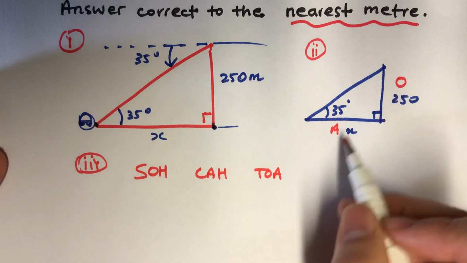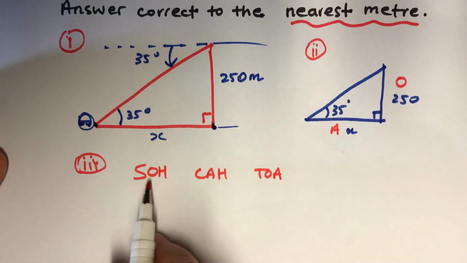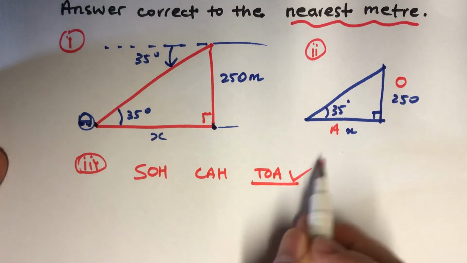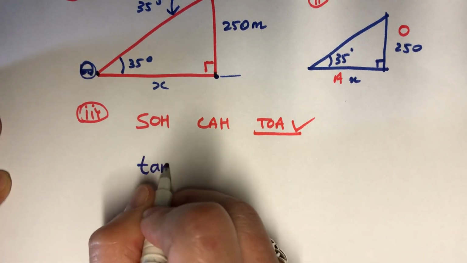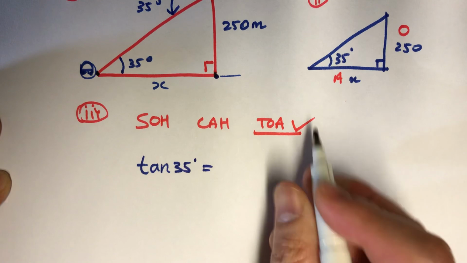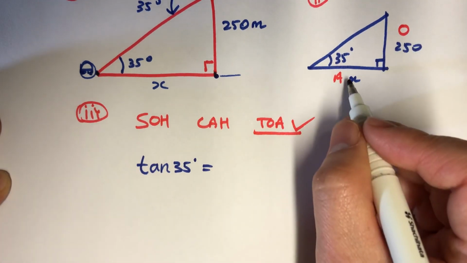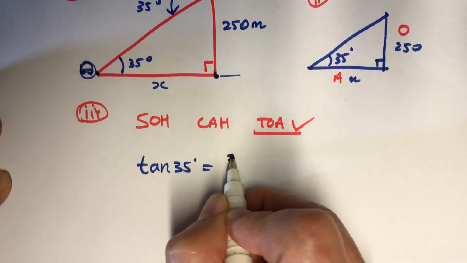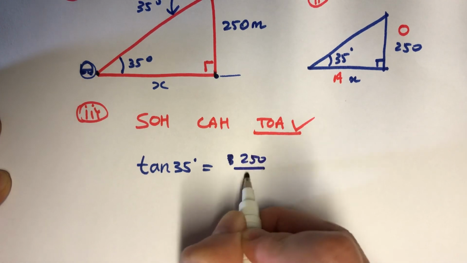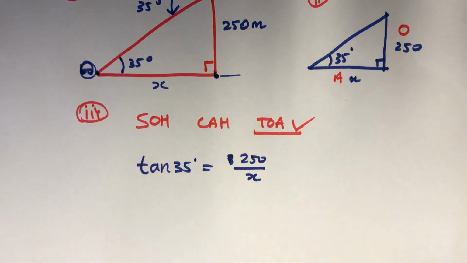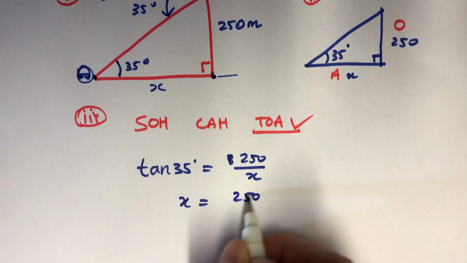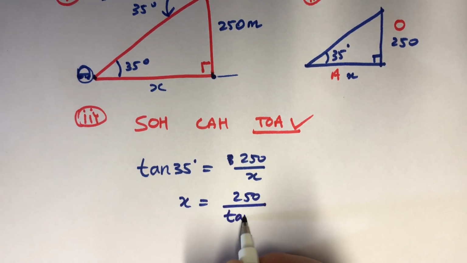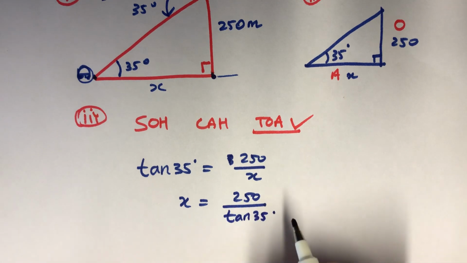We've got O and A. Which one do we use? O and A. Yes. So we're going to use tan. So I'm going to use tan 35 degrees equals opposite over adjacent, so 250 over x. Again, I'm going to have to swap this. x equals 250 over tan 35. Is that right? And what do I get?